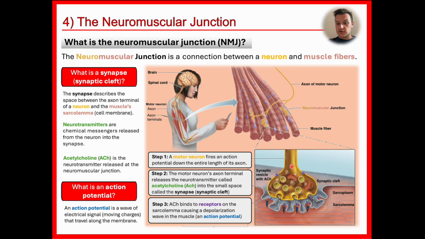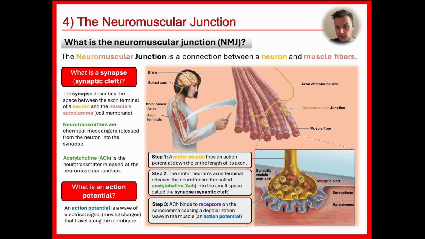The neuromuscular junction, the junction between the yellow neuron here and the red muscle here, is not directly physically connected. There is a space called the synapse. So here you see the motor neuron, this neuron coming down from the brain over here, the axon, and it ends at this synaptic terminal.